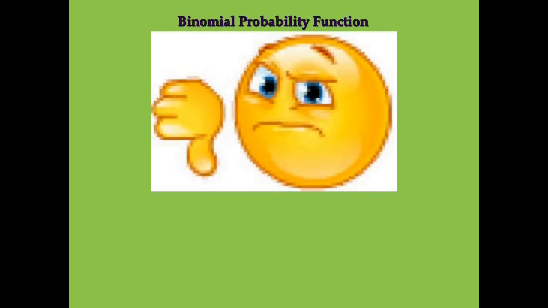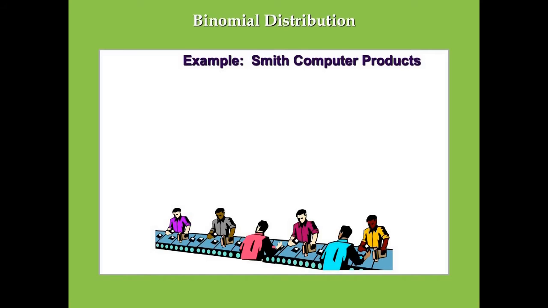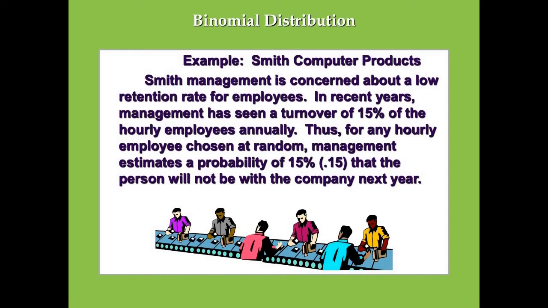And so what we're going to do is take a look at an example, a sample question. This is a sample question from a fictitious company, Smith Computer Parts. The management of the company is concerned about a low retention rate for their employees. They've seen a turnover of 15% of their hourly employees every year. Thus, for any hourly employee chosen at random, they estimate a probability of 15% that the person will not be with the company next year.